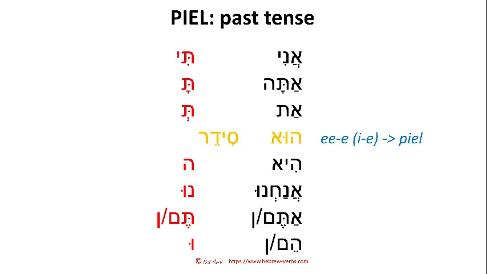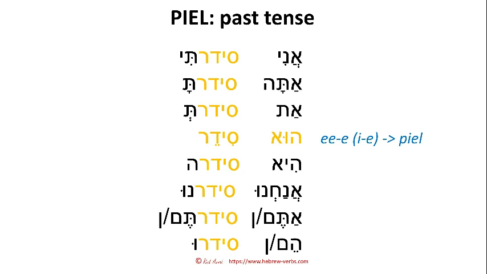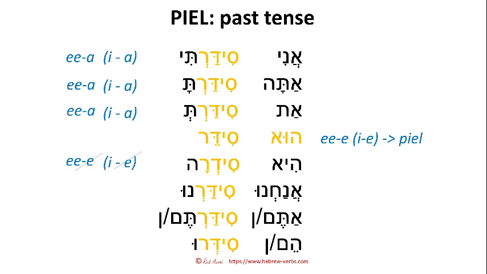Then we go to our table for the past tense, hu, si, der. Remember, PIEL, si, der. And when we fill it up, we could think that's all the same. But now come the vowels. Sidarti, sidarta, sidart, sider, PIEL. Sidra, no second vowel. The a is from the suffix. Sidarnu, sidartem, sidru. Also no second vowel. The u is from the suffix.